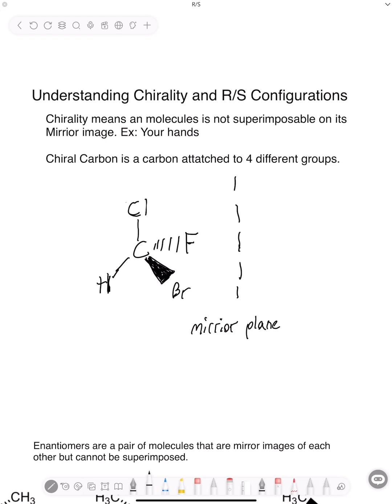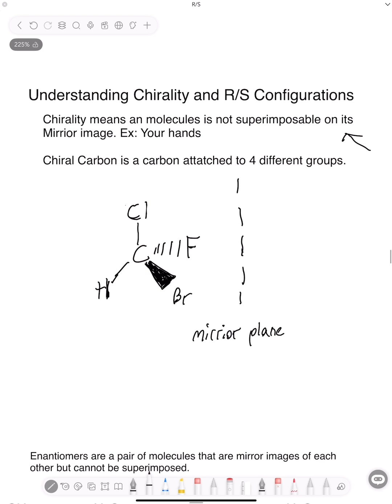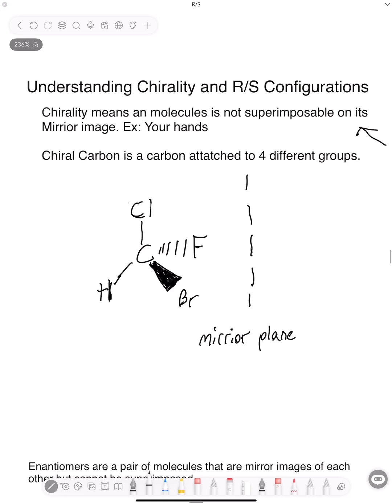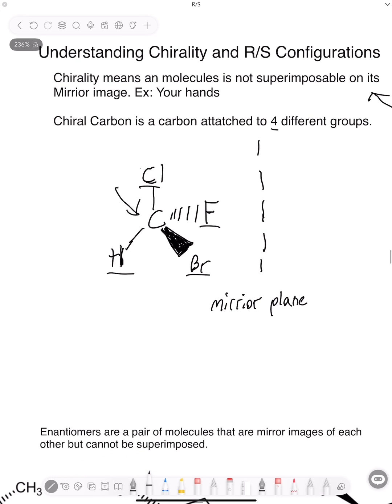But if you were to take two spoons, they can obviously look identical. So that means those spoons are superimposable and are achiral. Now, we will go into better detail explaining that in enantiomers, but for now, just remember that. And a chiral carbon is a carbon attached to 4 different groups. So if we look at this carbon right here, we can see that it has a chlorine group, fluorine, bromine, and hydrogen group. So that's 4 different groups, and therefore this carbon is chiral.